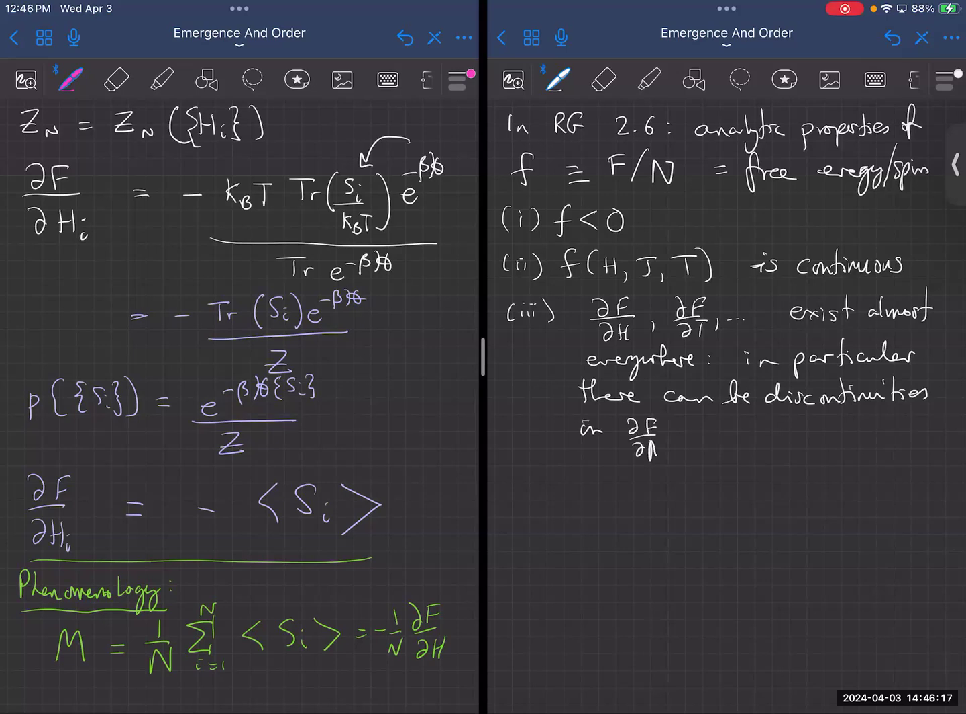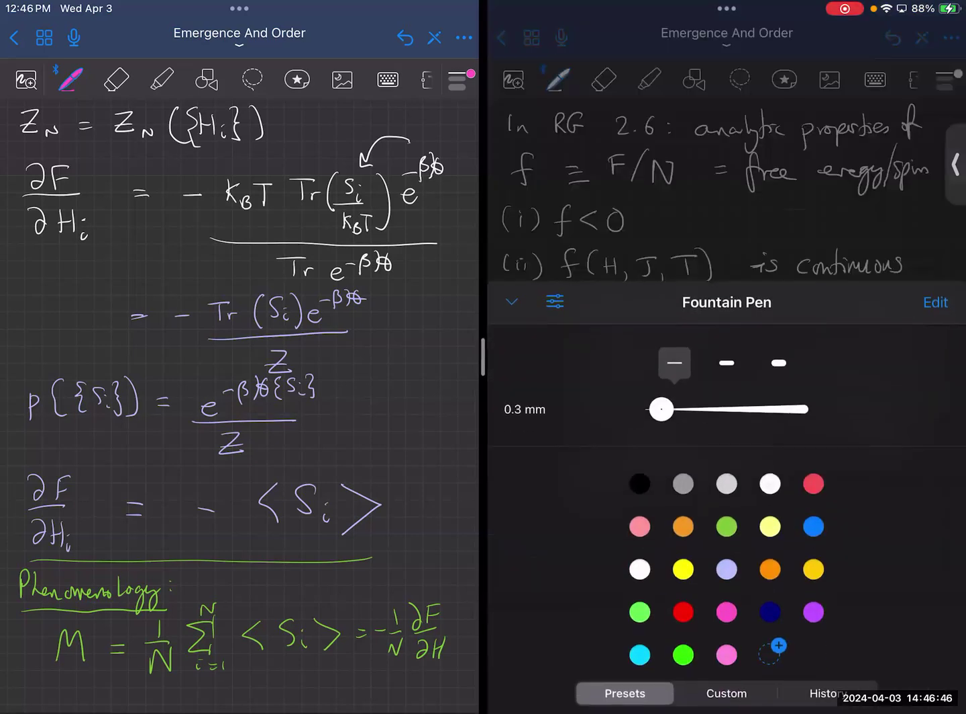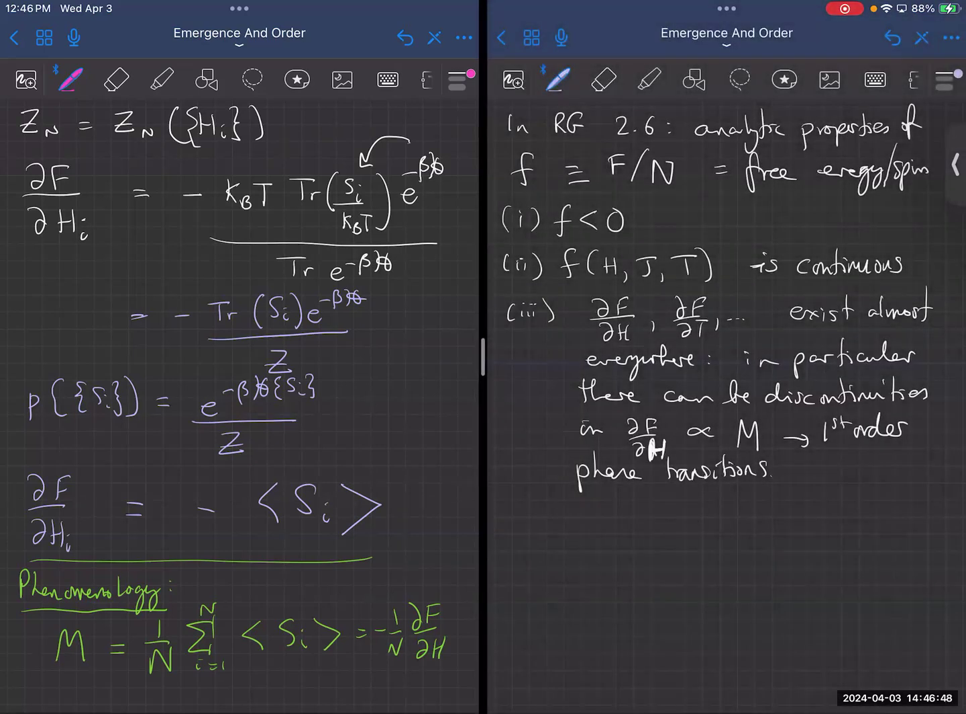And since df by dh is proportional to the magnetization, those discontinuities have the interpretation as being first order phase transitions, as we discussed in detail last quarter. Okay, so last quarter we talked about these and other properties following from convexity.